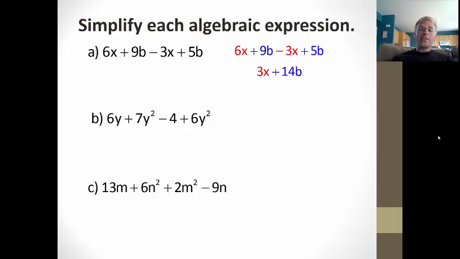Well, we can see that the 6x and the negative 3x are like terms. So I add those two, 6 plus negative 3 gives me 3x. The 9b and the 5b are also like terms, so I can add those and get 14b.